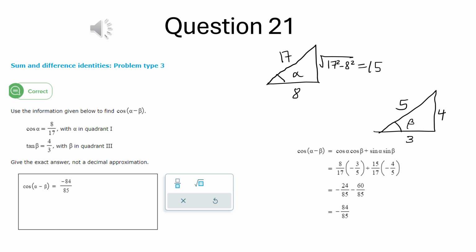Okay, let's do it. Now we are doing two triangles. One triangle for alpha and one triangle for beta. And the information is given. For example, cosine is 8/17. Therefore, adjacent is 8, hypotenuse 17. And using Pythagoras, you find the other leg is 15. Okay. I don't care about the position of the triangle.